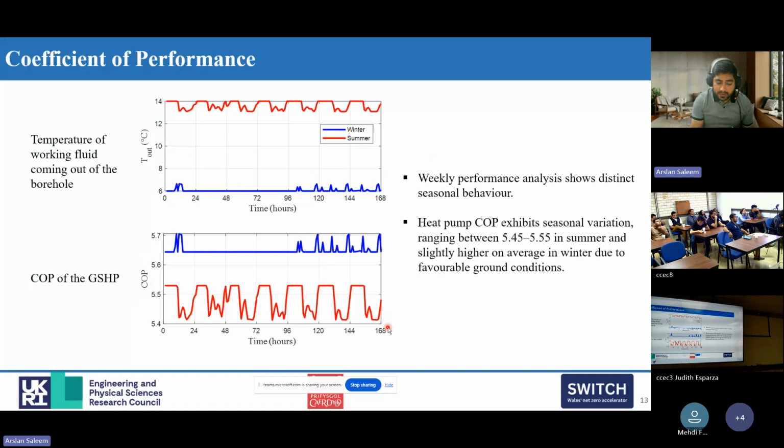Seasonal variation was observed for heat pump COP, which ranged between 5.4 to 5.55 in summer, and was slightly higher on average in winter due to favorable ground conditions, which again emphasizes the importance of system tuning for optimal year-round performance.